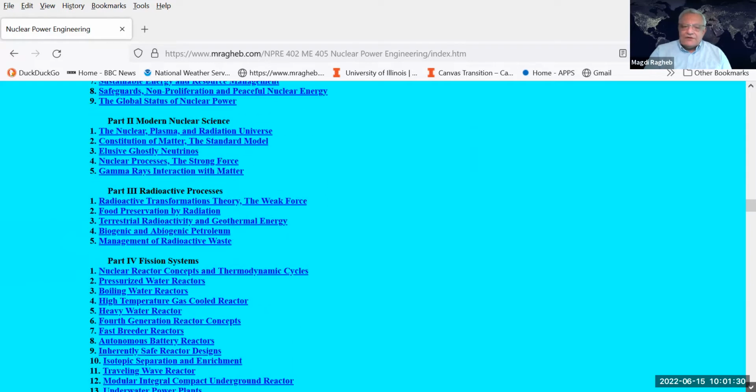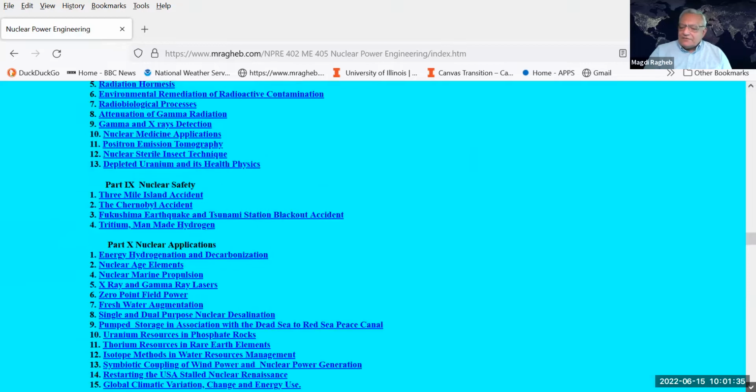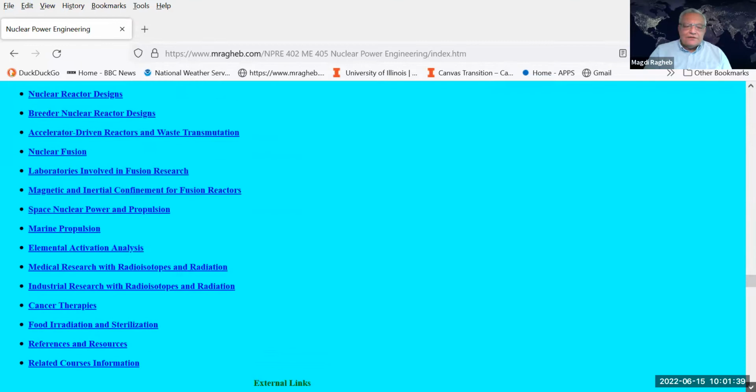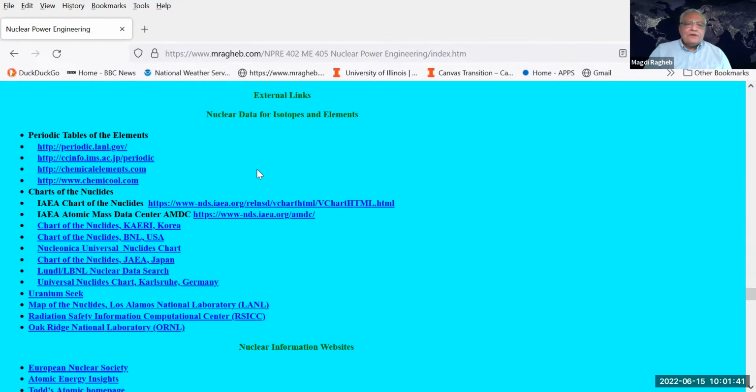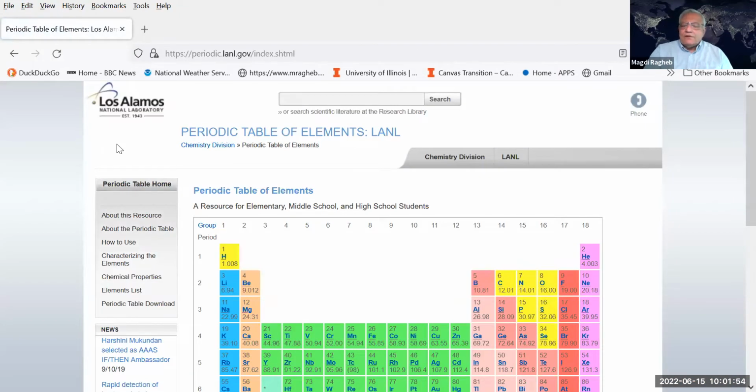In that case, it's named data mining. So the databases that we use are listed on our web page in the external links, nuclear data for the isotopes and elements. And we all have learned already in chemistry classes about the periodic table of the elements. This is the one that you can access from the Los Alamos National Laboratory.